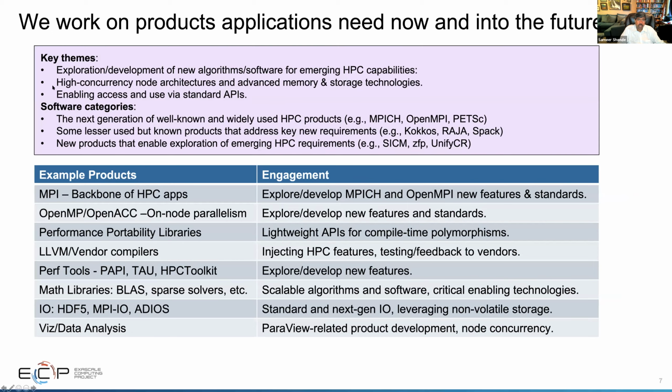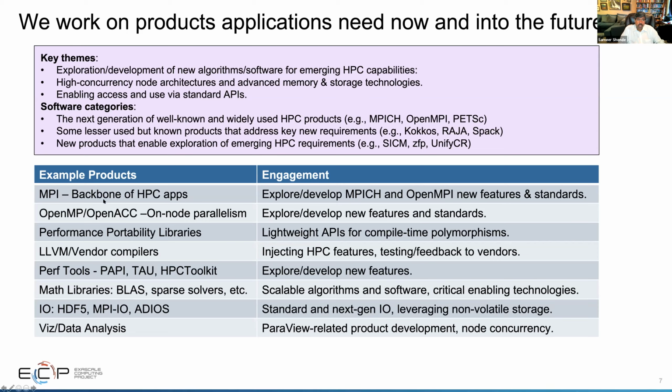And these include some packages that are very widely used in the HPC community, including MPICH, OpenMPI, PETSc, Trilinos. There are some new packages that provide performance portability for on-node parallelism, such as Kokkos and Raja. We have software delivery through Spack. And there are some new products that enable exploration of emerging HPC requirements, such as SICM, ZFP, UnifyCR.